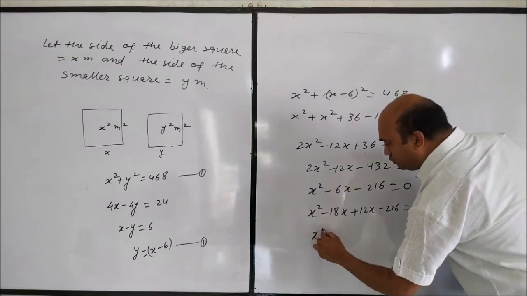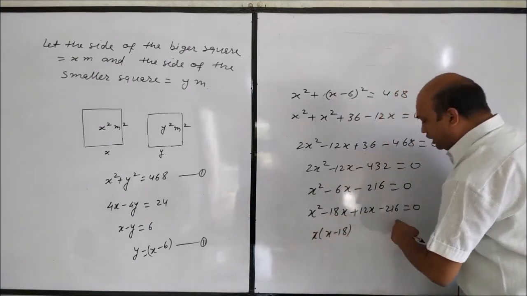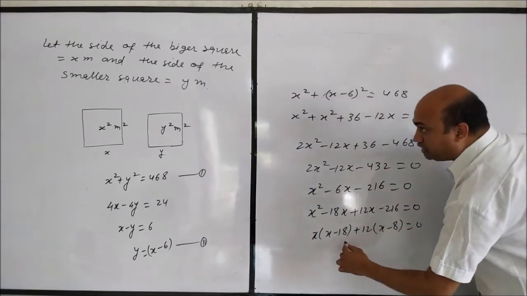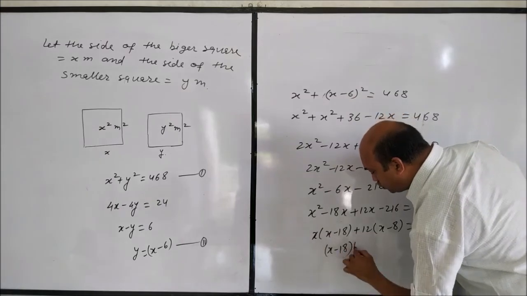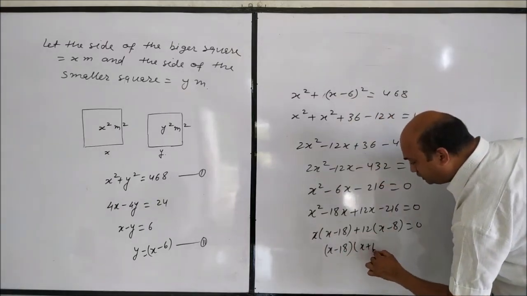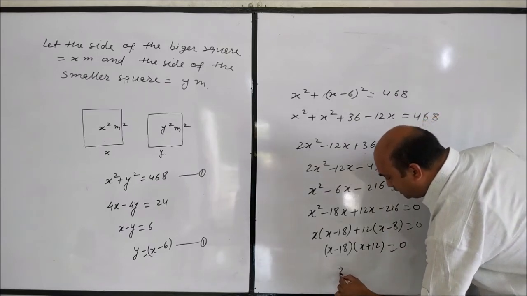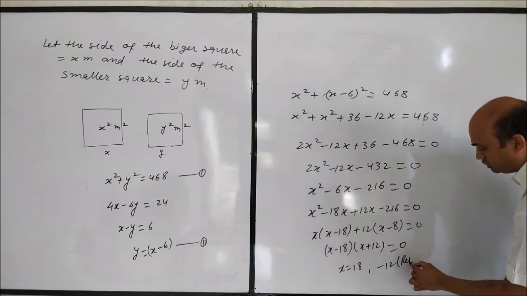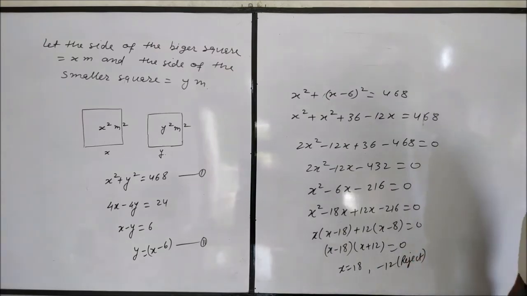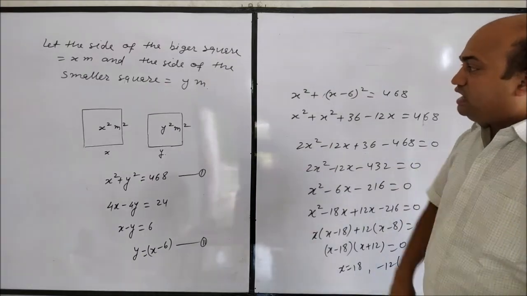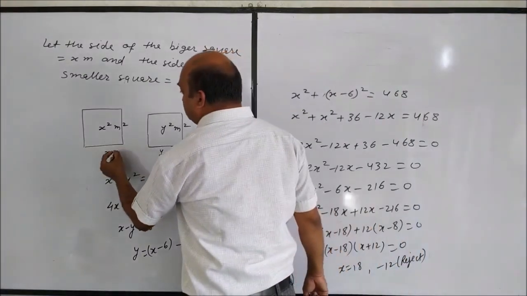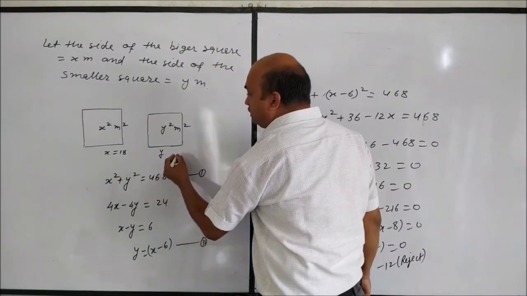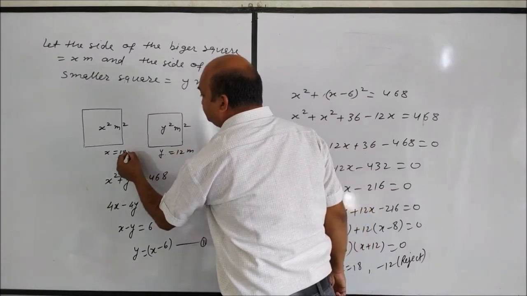From the first two terms we take x common, so it will be x minus 18. And from the last two terms we take plus 12 common, so this is also x minus 18. Now we will take x minus 18 common, so another bracket we will get with x plus 12 equal to 0. Then x we will get 18 and minus 12. This minus 12 we will reject because the side of the square cannot be negative. So what is x we get? x we will get as 18. And y is equal to 18 minus 6 is equal to 12 meter.